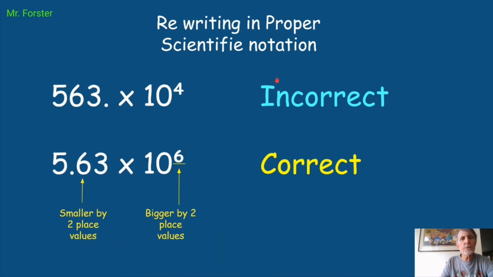Okay, rewriting in proper scientific notation. Sometimes you get an answer, but it's not in proper form. This is not proper scientific notation. Remember, the decimal is supposed to be right there. So how do we fix it? Well, this is incorrect because the decimal's in the wrong place. So where does the decimal go?